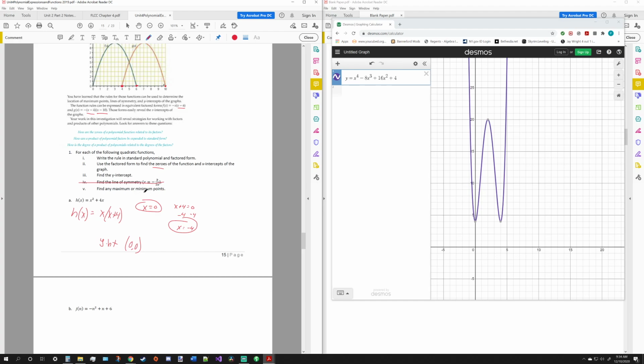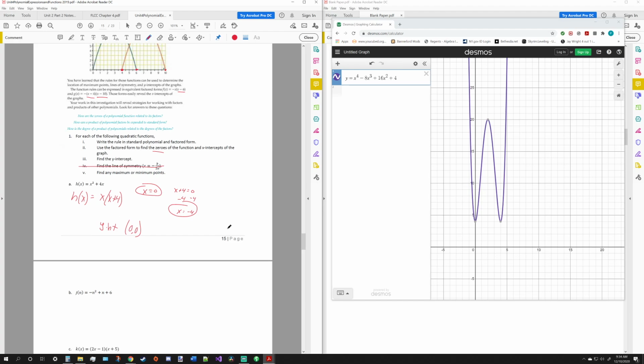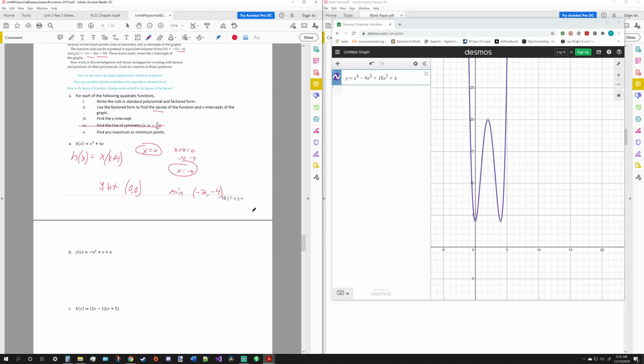All right, any maximum and minimum points, you can do that in your calculator. Just calculate the maximum or minimum from the graph. This function would have a minimum at -2, -4. I believe. I think so. Yeah. Okay. Hopefully that's what you guys got.